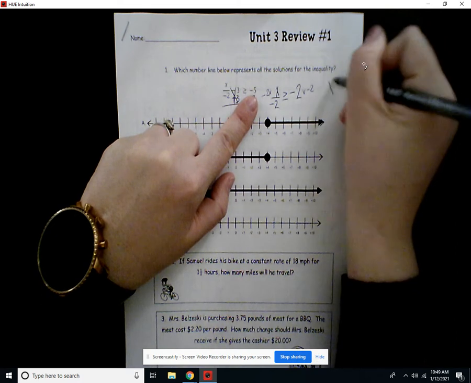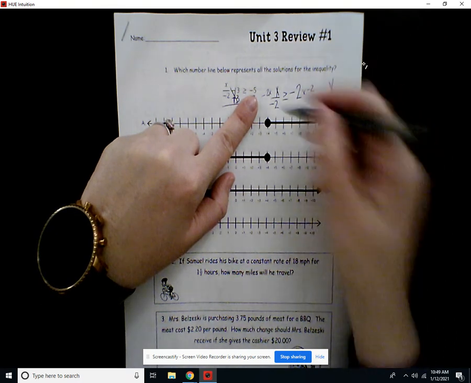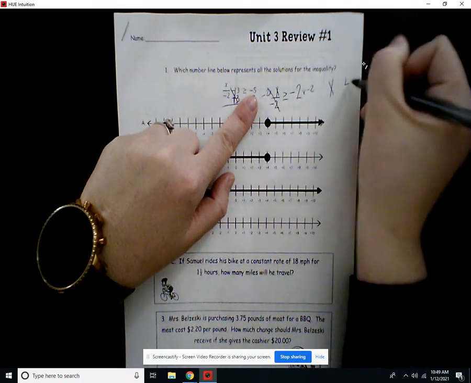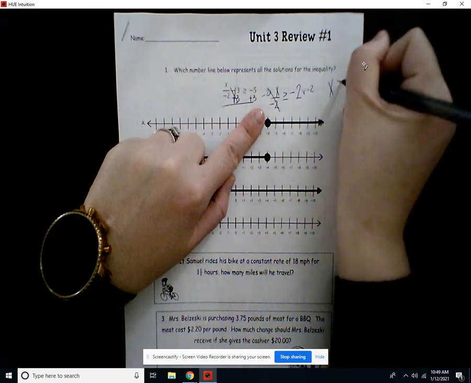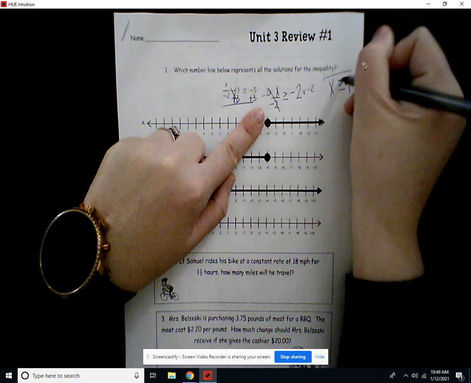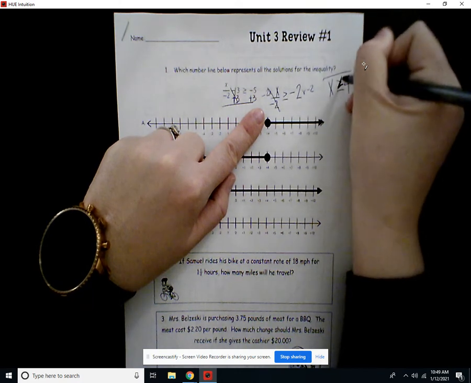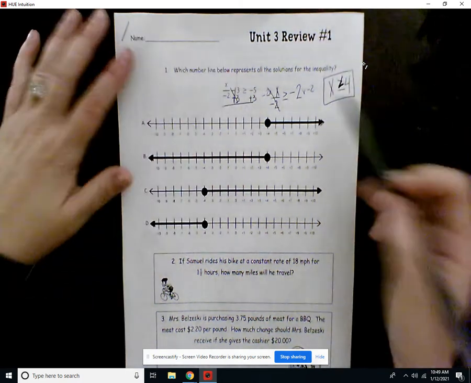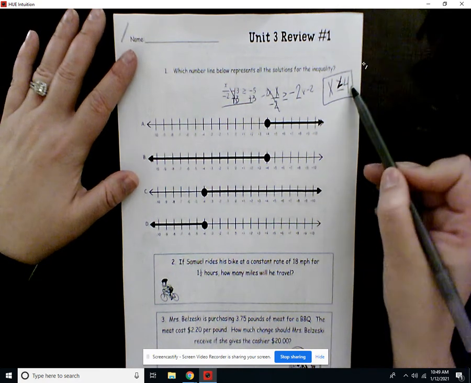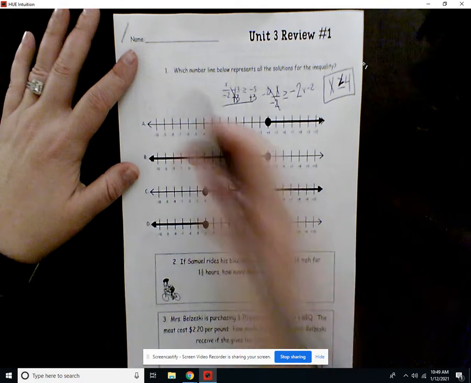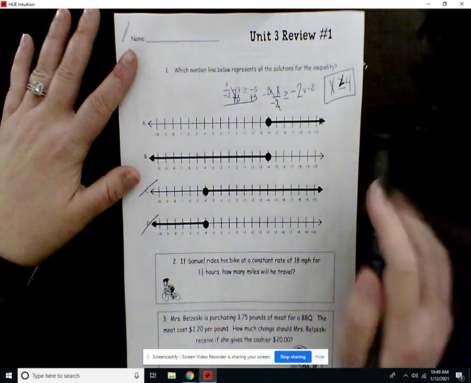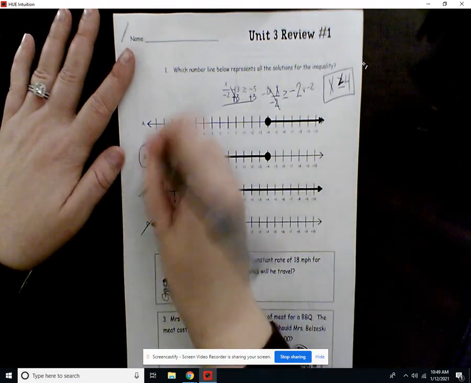So we get x. Negative 2 times negative 2 is positive 4. Since we multiplied by a negative, our arrow is going to flip direction. Oops. It's going to point to the left. So we have x is less than or equal to 4. It's going to be a closed circle. They're all closed. We want it on positive 4, so we get rid of C and D. And then it's going to point to the left, so it's going to be B.